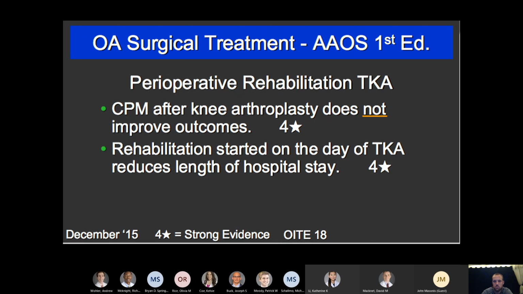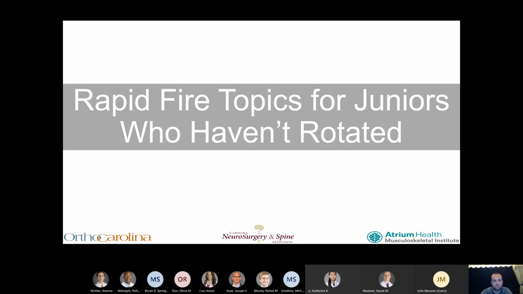CPM machines, just remember you've never seen one in our hospital, and there's a reason, so don't pick that.